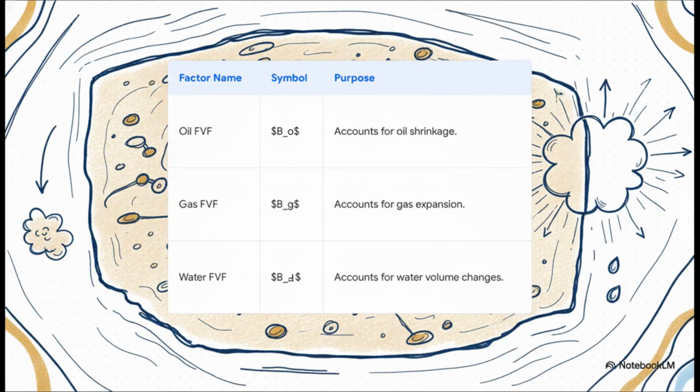Now that Z factor for gas is actually part of a bigger toolkit that engineers use called formation volume factors, or FVFs for short. These are basically correction factors for every fluid down there. There's one for oil, called BO, that perfectly accounts for how much it's going to shrink. There's one for gas, BG, that calculates how much it's going to expand. And yep, there's even one for the water, BW.